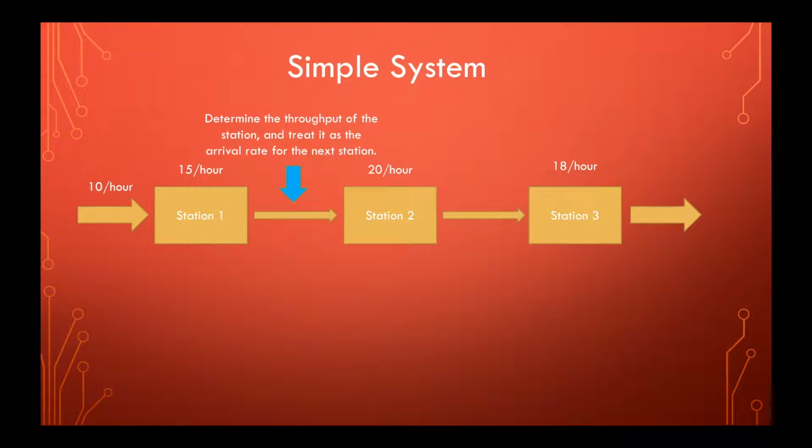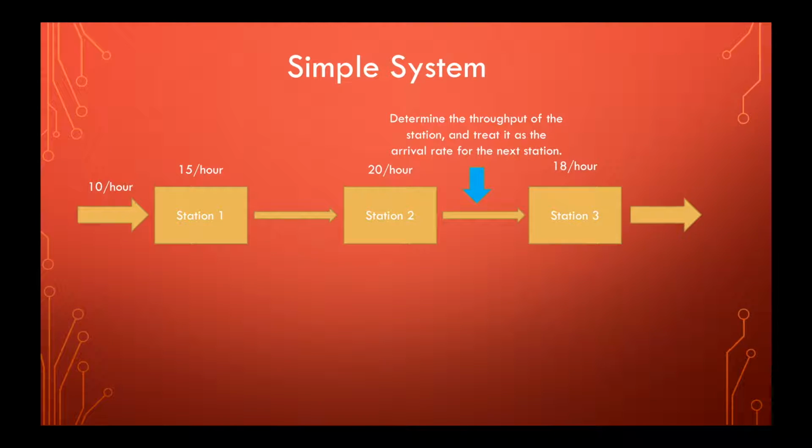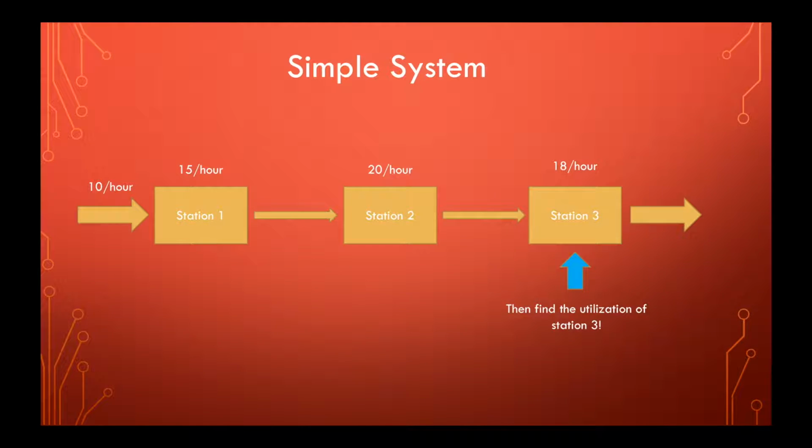By doing this, we can once again determine the throughput and then treat this as the arrival rate for the next station. Once we have the arrival rate for the next station, we can find the utilization of station 2. With the utilization of station 2, we can figure out the throughput and the departure rate to station 3. And then lastly, we can solve for station 3, its throughput, and its utilization.